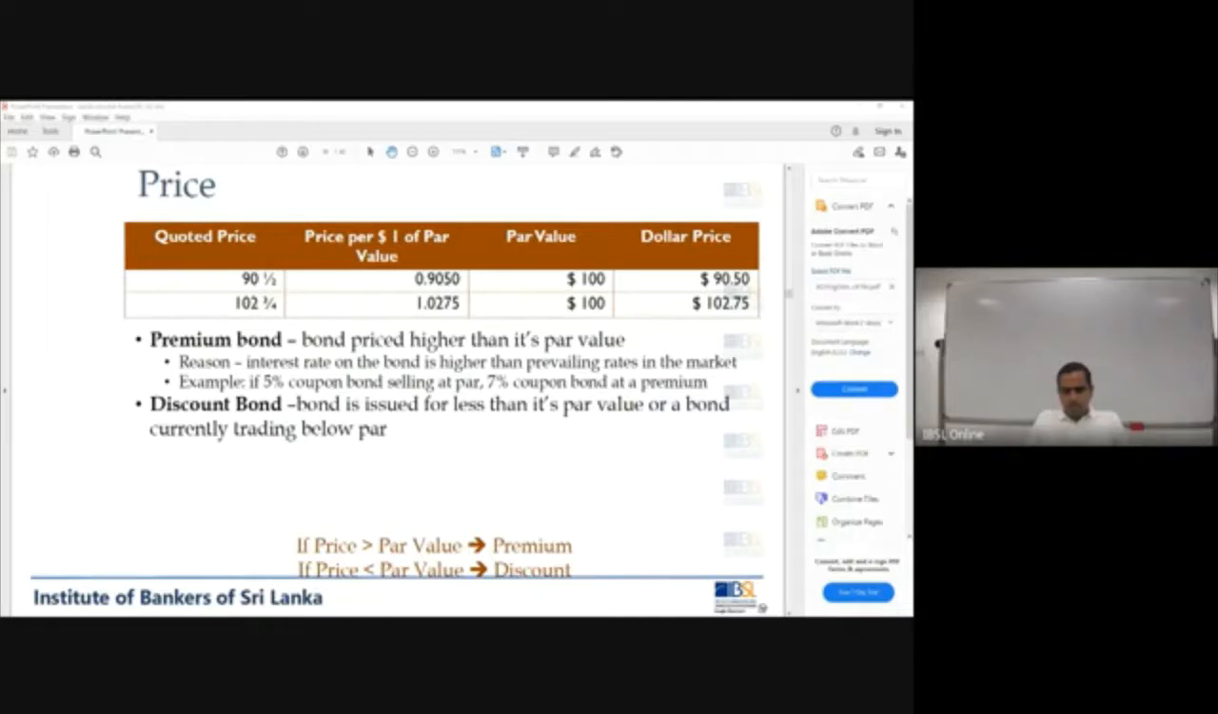Yield is also 5. Very good. So yield is 5. Then if there's another coupon bond that's 7% coupon, and the yield is 5, the 7% coupon bond should be trading at a premium, right? Then discount bonds: a bond issued for less than its par value, or a bond currently trading below par.